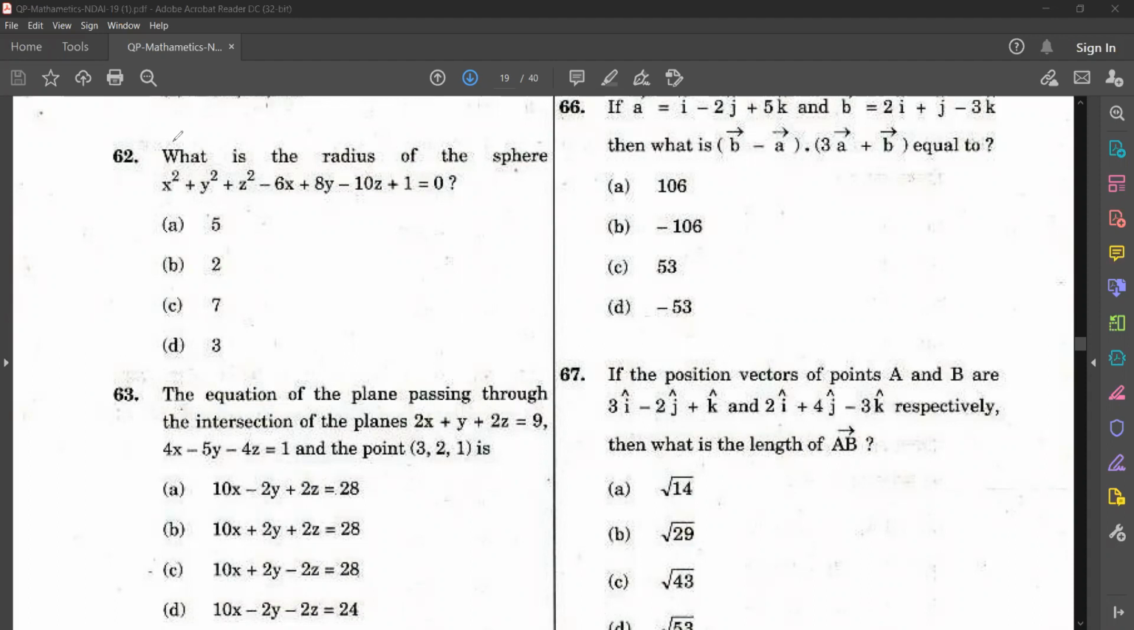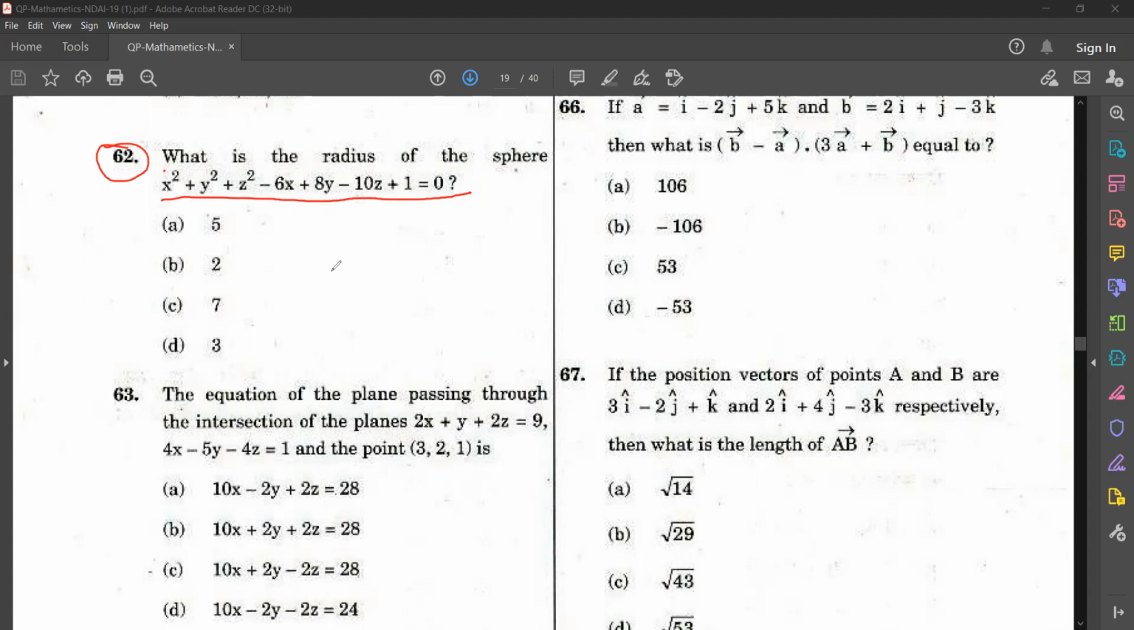So all of you go through question number 62. What is the radius of the sphere x square plus y square plus z square minus 6x plus 8y minus 10z plus 1 equal to 0? You have to find the radius of the sphere whose equation is given in the question. Options are 5, 2, 7, 3.